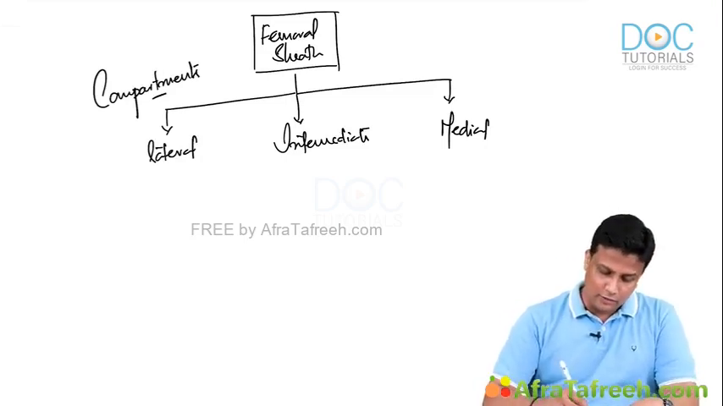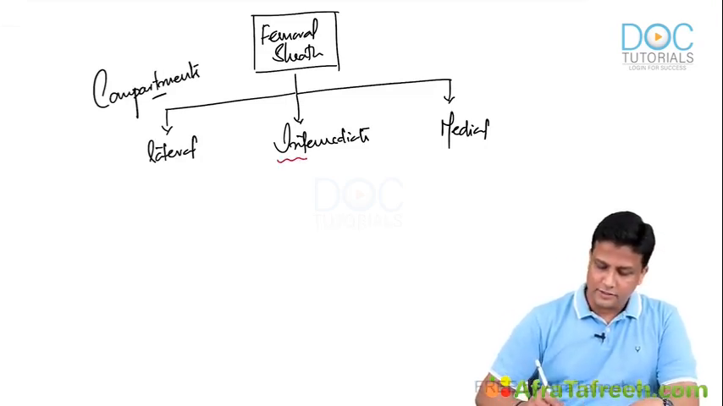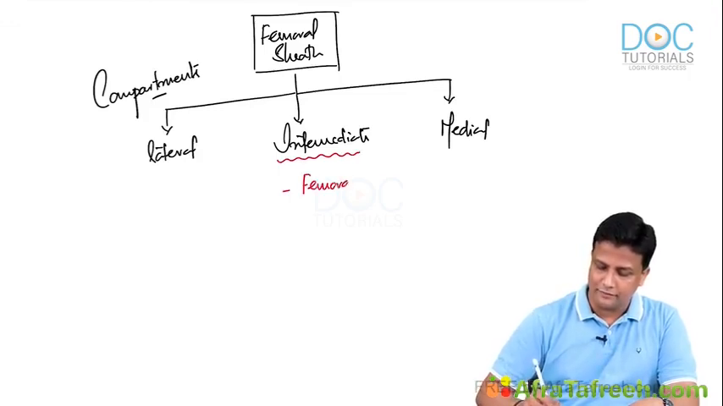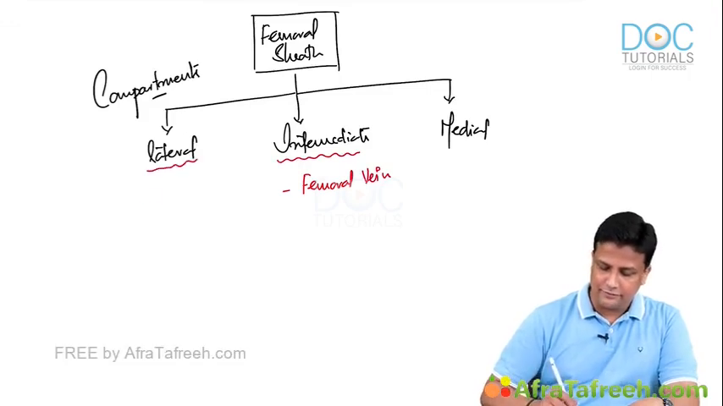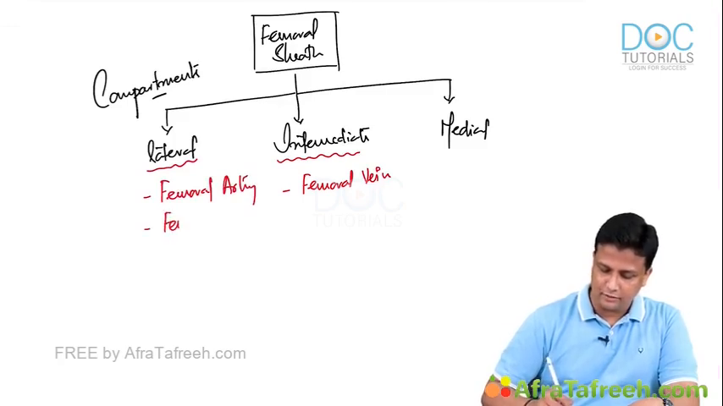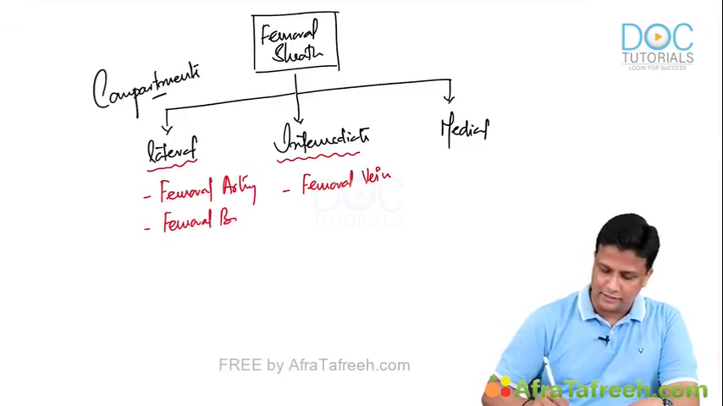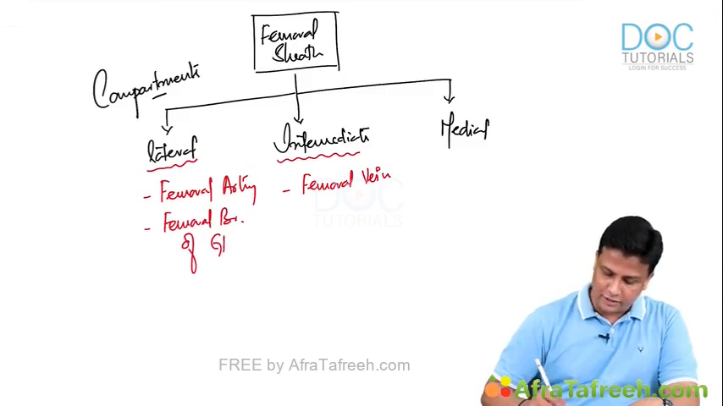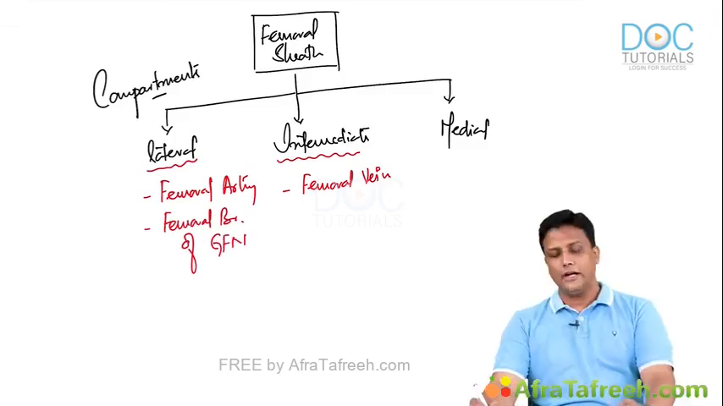Now, you got to learn what is going to pass through all these 3 compartments. Intermediate compartment, it is the one through which femoral vein is going to pass. Lateral compartment is the one from where femoral artery is going to pass. And this femoral artery is along with one more nerve, and that nerve is femoral branch of genitofemoral nerve. Genitofemoral nerve, guys.